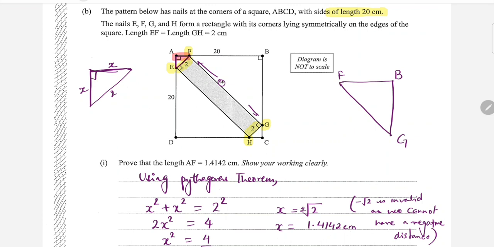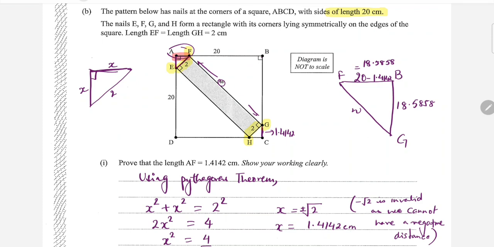Now this distance BF is equal to 20 take away AF that we have got. So 20 take away x, or in this case 1.4142. We put that into the calculator and we get 18.5858. Similarly, BG, this distance, is also going to be 1.4142 away from the corner, so that is also going to be 18.5858. And W is what we are finding.